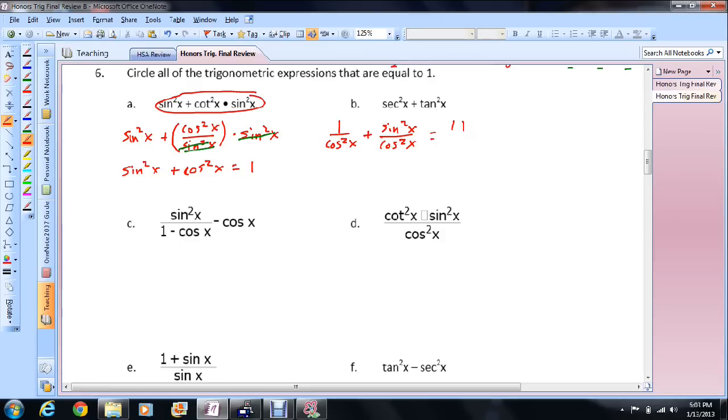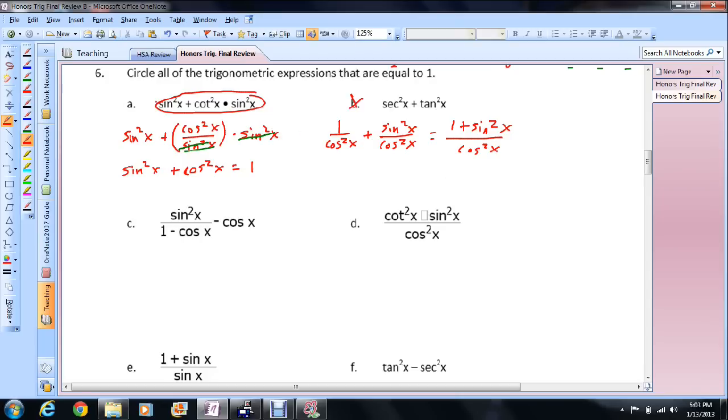We get 1 plus sine squared of x over the cosine squared of x, and there's really no way we can simplify this any further to get 1. I do want to point out though that, again, this one is not equal to 1.